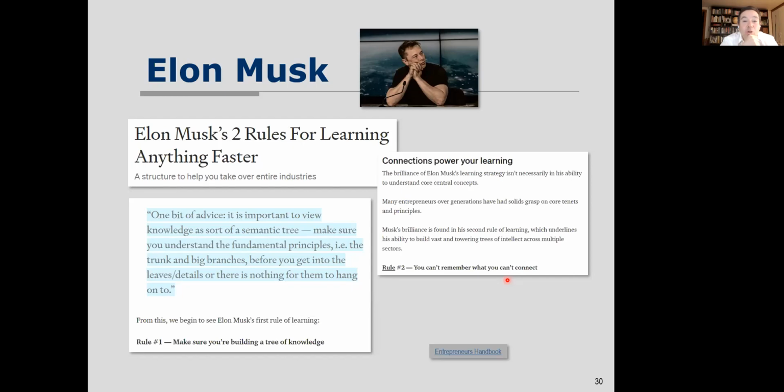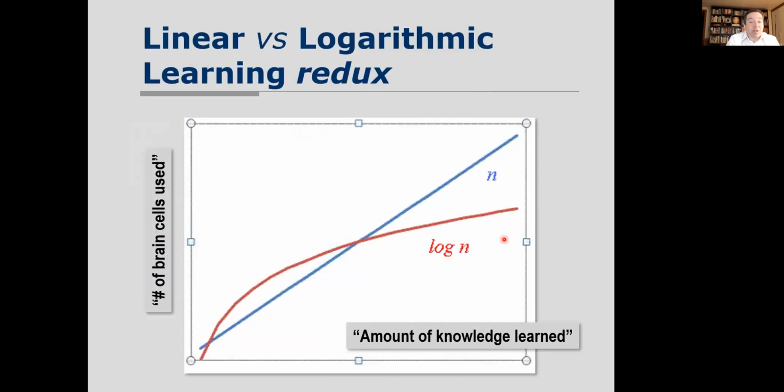So rule number 2, always try to connect the new knowledge to this previous tree. And now you can see why you need fewer brain cells, because if you're just connecting to previous knowledge, it's much easier to remember that new knowledge. So linear learning is what almost everybody does, but this logarithmic learning is what Elon Musk does. And in the beginning, it's not so easy. So you want to be establishing these frameworks and thinking about these core concepts. And then later on, and increasingly in your life, you want to be adding to that tree.